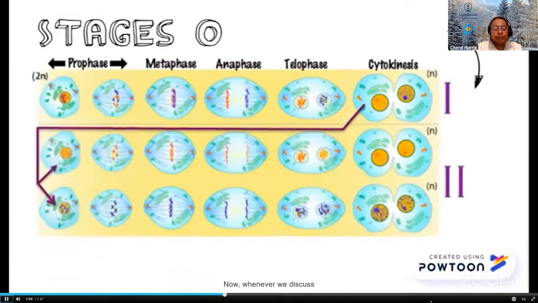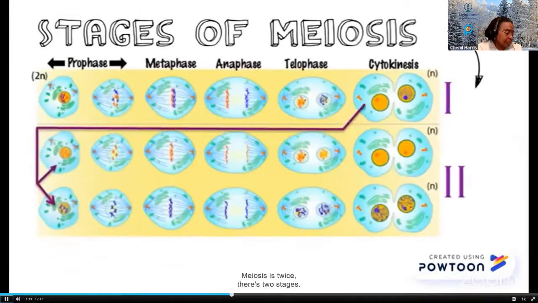Remember we discussed that meiosis happens twice. There's 2 stages. The first stage has prophase, metaphase, anaphase, telophase, and cytokinesis. The second phase is very similar. Again, we will discuss this in greater detail later.